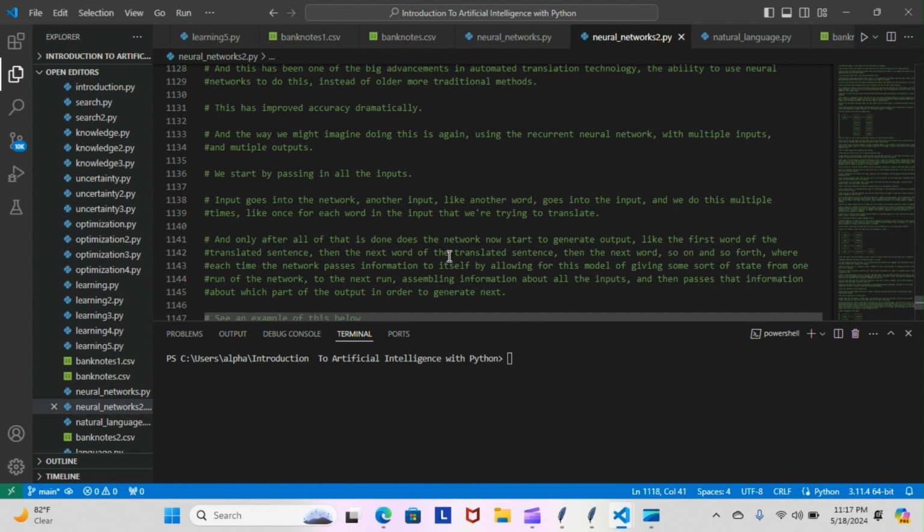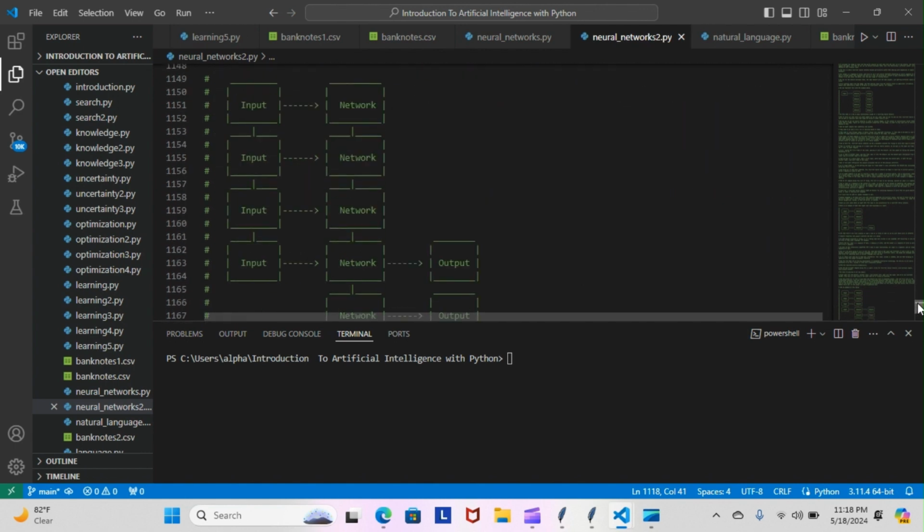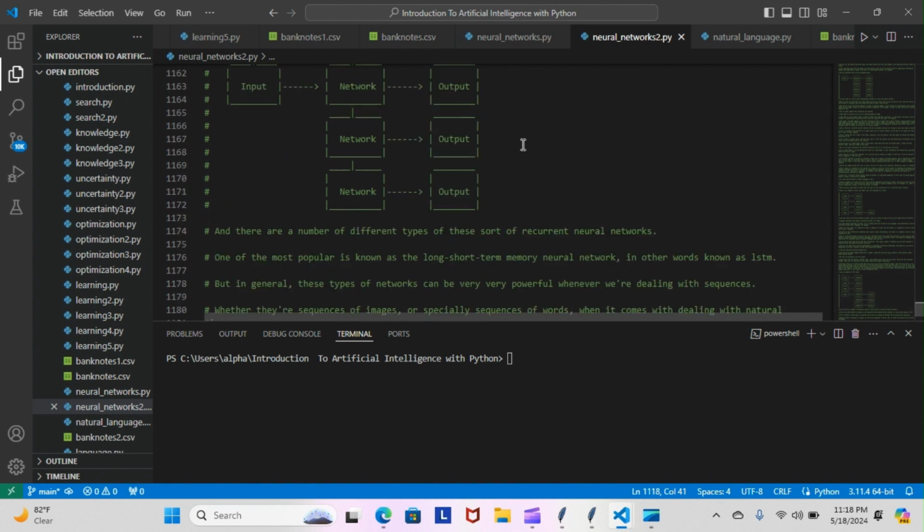Each time, the network passes information to itself by giving some sort of state from one run of the network to the next run, assembling information about all of the inputs, and then passing that information about which part of the output to generate next. So we're going to see an example of that down here below. As you can see, we have inputs going into our network, and the network going back into the inputs, up to a certain point when it starts to generate outputs, and then it keeps generating more outputs as the network goes on and on.